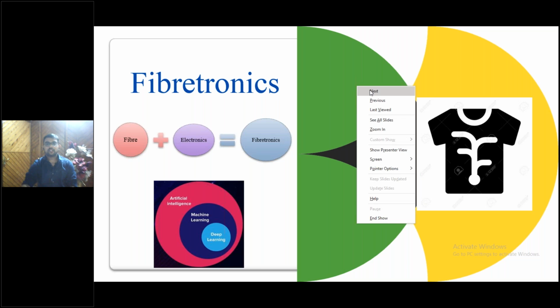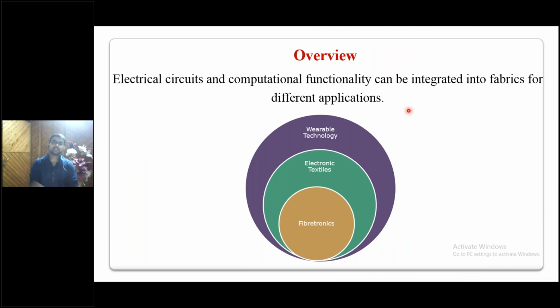So let us move ahead. The combination of electrical circuits with a particular computational functionality is known as Fibretronics. Essentially these two things can be integrated into fabrics for various applications. This branch, Fibretronics, is a subset of electronic textiles. Now what are electronic textiles?